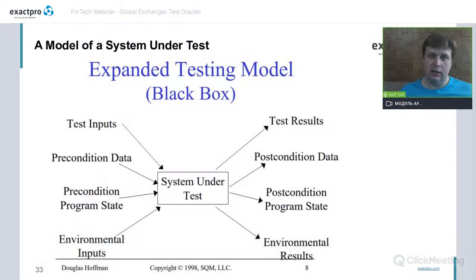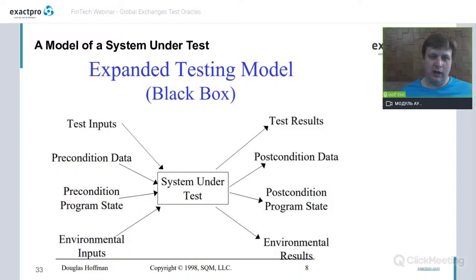And that's why Douglas Hoffman proposes a slightly different black box testing model. It still contains test inputs and test results, test outputs, but it also has additional things: precondition data, postcondition data, precondition program state, postcondition program state, environmental inputs, environmental results.